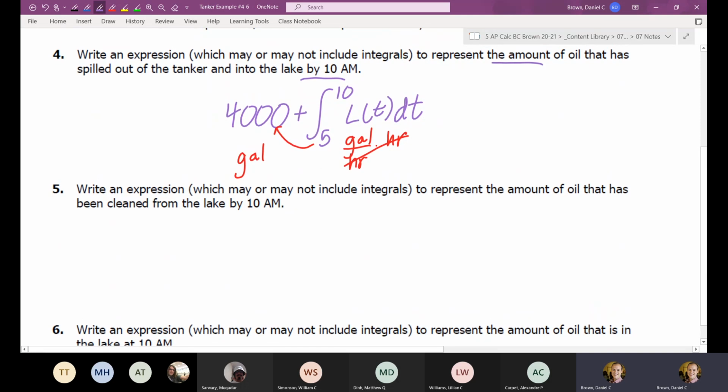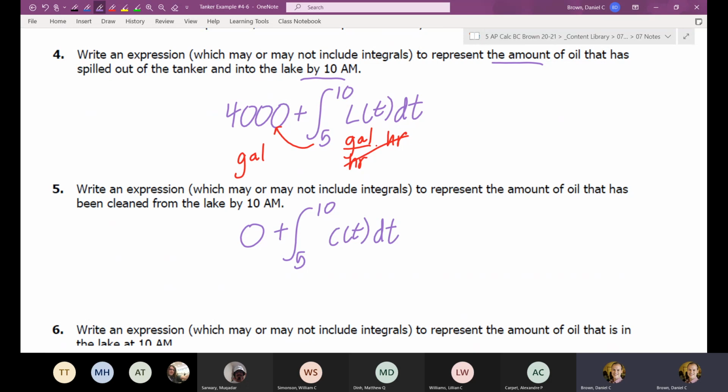Again, many of you probably would have left that off, but I am going to go ahead and put it here just so we can see it. So 0 cleaned up initially, plus the integral from 5 to 10 of C of t dt. Obviously, if you left off that 0 plus, you would still be right. I put it on there just to remind you, like maybe the problem was changed and said at t is equal to 5, 50 gallons have been cleaned up, so you would want to make sure that initial condition would still be there.